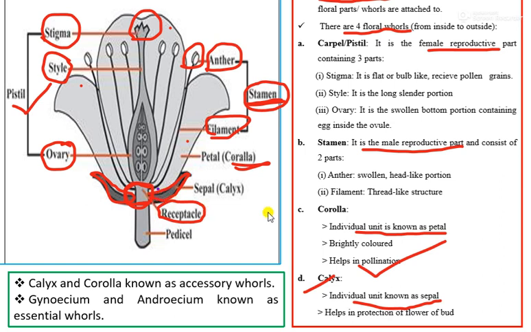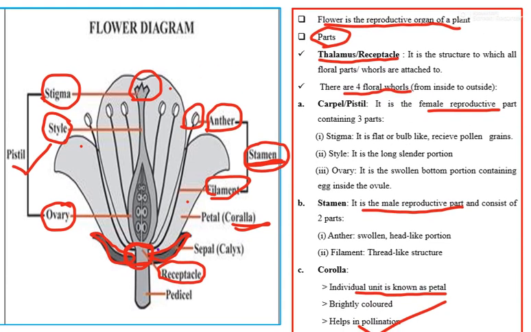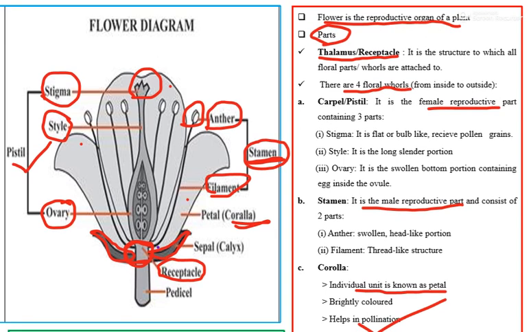Now out of these 4 floral whorls, we have seen that gynoecium and androecium, they take part in reproduction directly, so they are known as essential whorls. The remaining 2 whorls, that is calyx and corolla, they do not take part in reproduction, but they help in other functions of the plant. So they are known as accessory whorls. You have to remember these terms. Let's have a quick revision on this. You have to remember the structure of this flower.